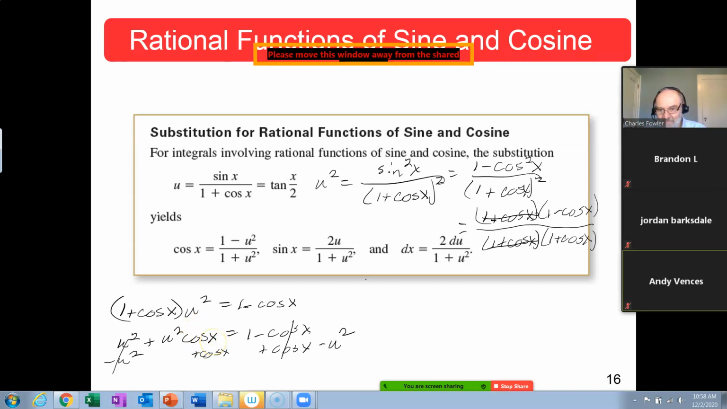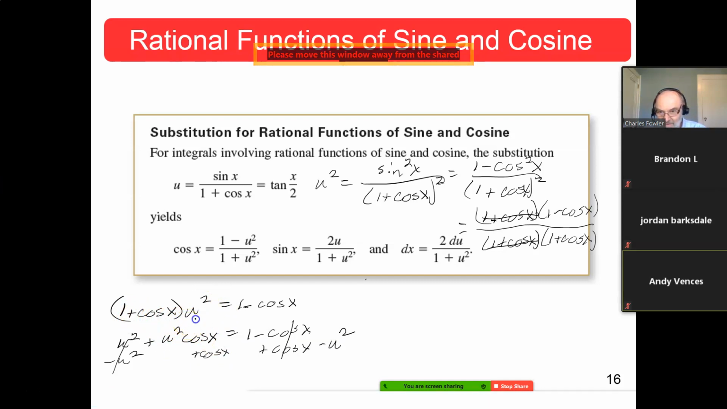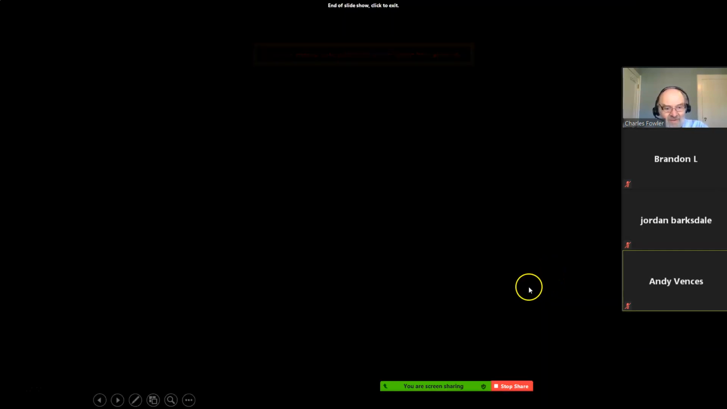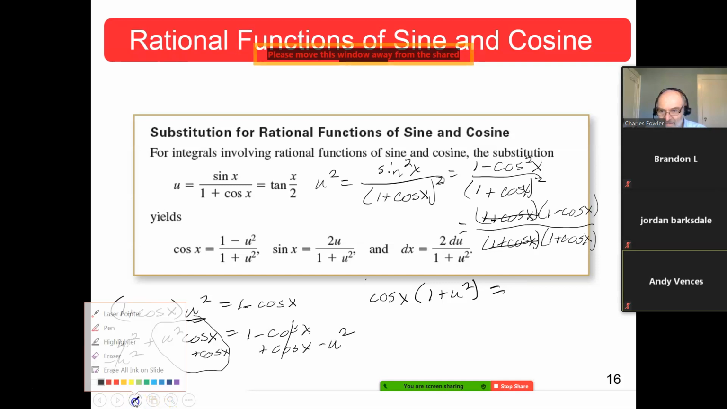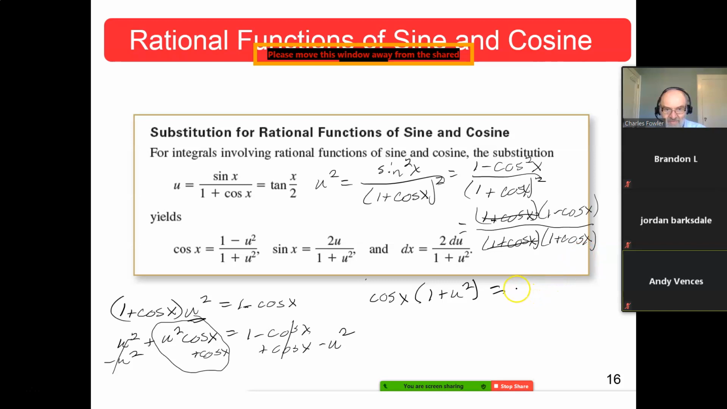So here's what we've got. We've got two terms. If I could get the pen to come back. There it is. Two terms with cosine in them. Let's factor out a cosine x, and the term that's left is, I'm going to reverse the order, 1 plus u squared. And that's equal to, and over here all that's left is 1 minus u squared. My pen just decided to quit writing. Okay, now it's better.